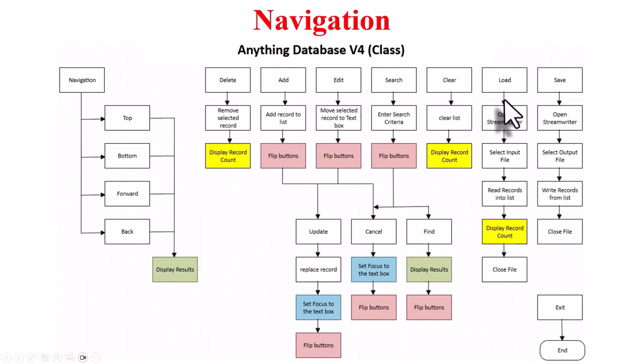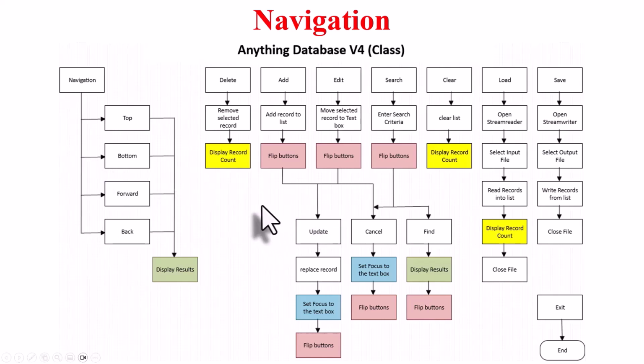If you take a look at our hierarchy chart, you can see we've got navigation sitting off on the side here. We can go top, bottom, forward, backwards, and display the results in there. So anything we do in here, once we have records out there, we can navigate and take a look at those records that are sitting inside our list, basically, that the class has helped us create. So that's what we're going to be doing.